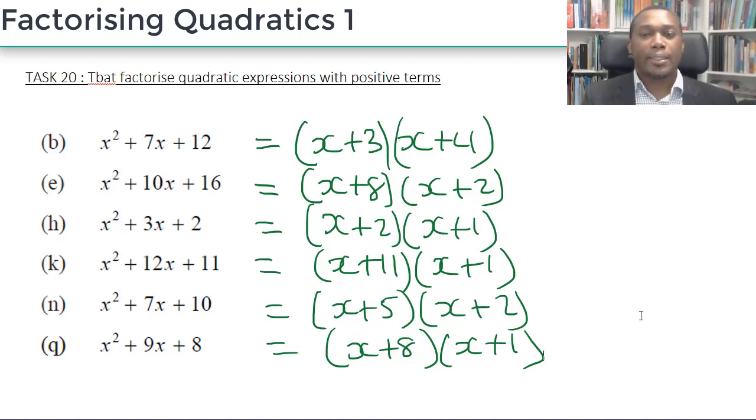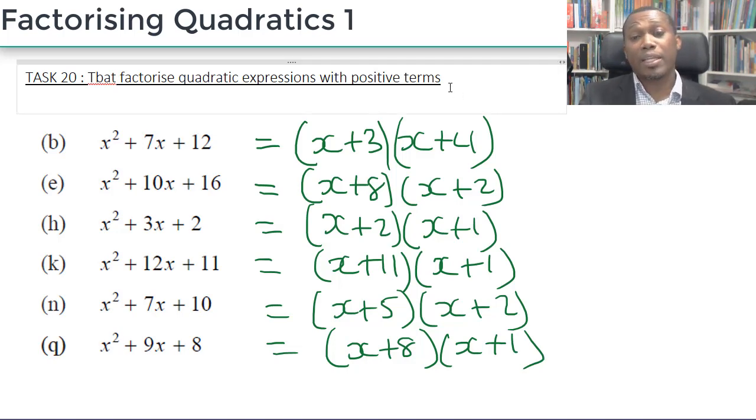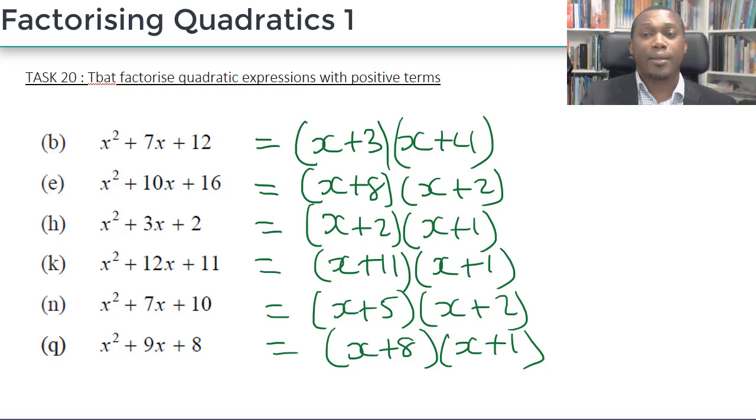Mark your work. In task 21, we will start exploring where it's not all positive signs, so we have to deal with negative numbers and the rules for negatives, including multiplication of negatives. That's in task 21. But that's all for factorizing quadratics when it's all positive terms. Done for now.